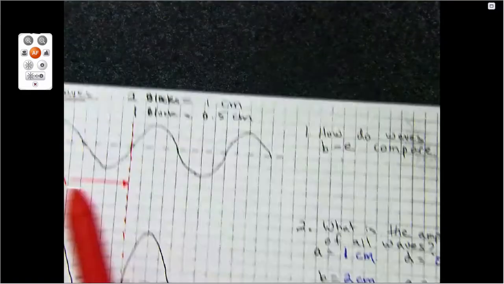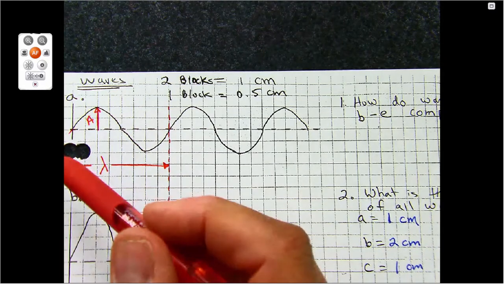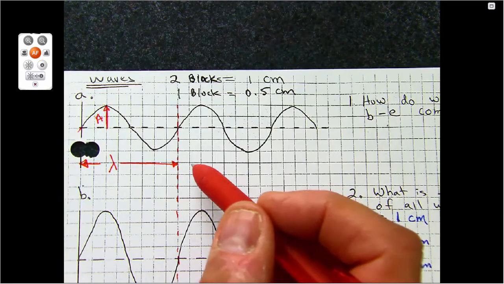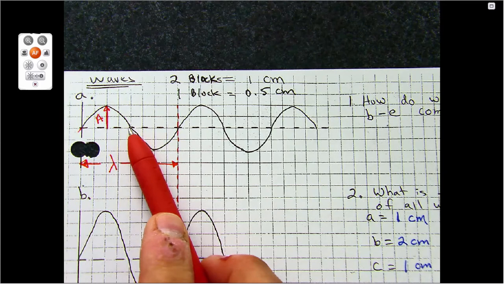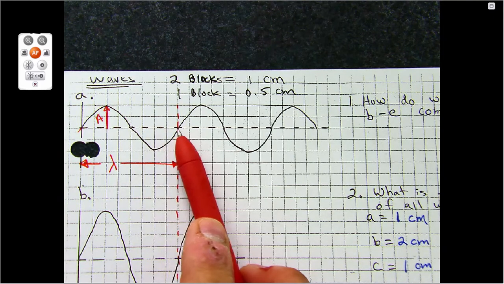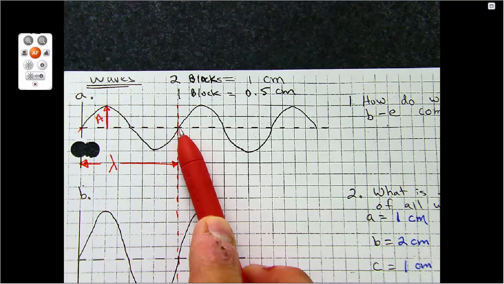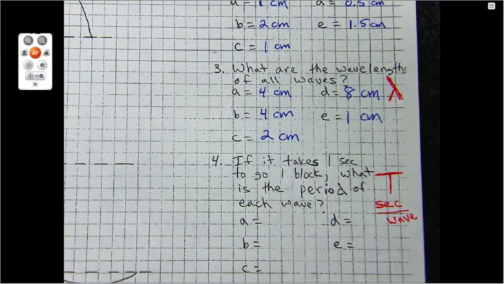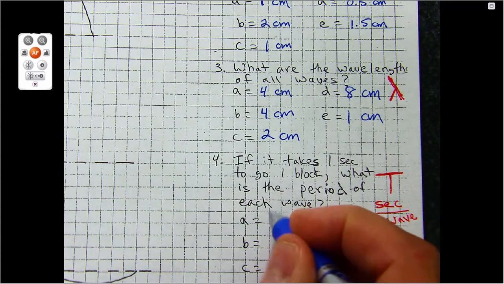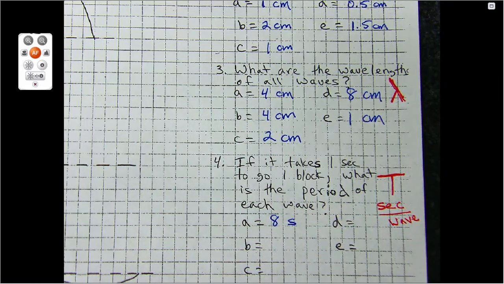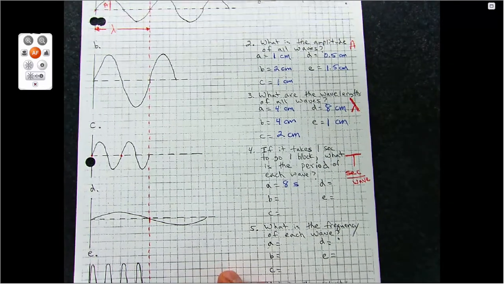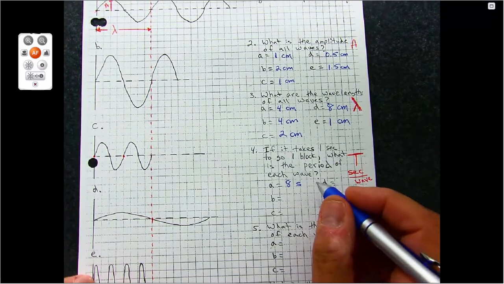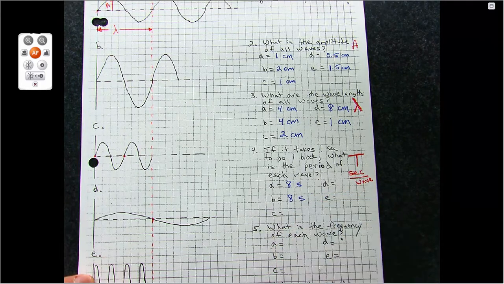So if it takes 1 second to go a block along this x-axis, if we say this is the train of waves here, we would have 1, 2, 3, 4, 5, 6, 7, 8 seconds. 8 seconds to go 1 wavelength, so 8 seconds per wave. So 8 seconds for a wave. B has 8 seconds again, correct?